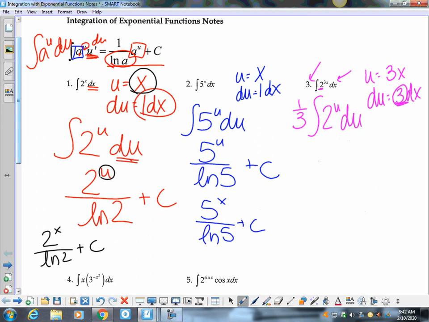So now, integrate it. 2 to the u over 3 ln of 2 plus c. Plug your u back in.